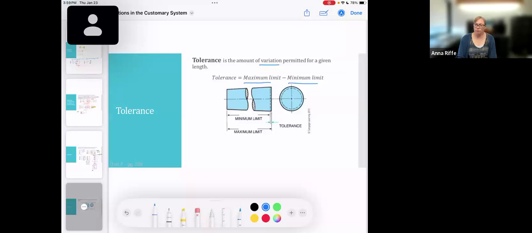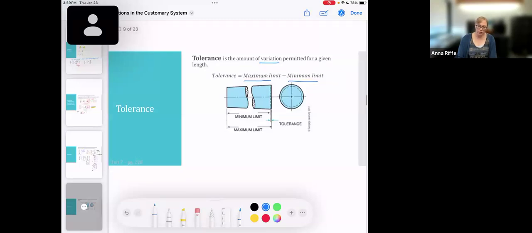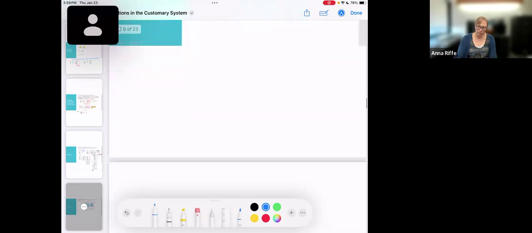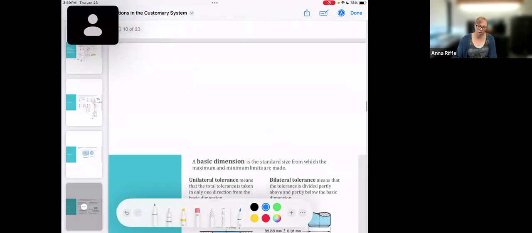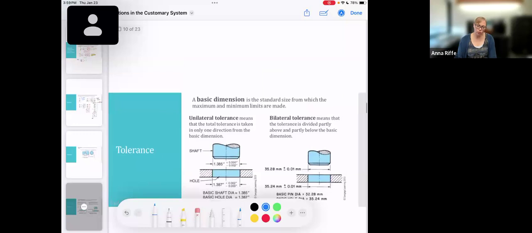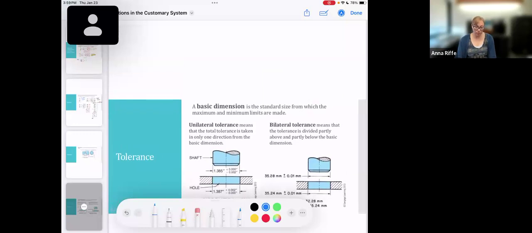If we're talking technical terms here, there are 2 types of tolerance that we're going to discuss. Both, first of all, have what's called a basic dimension. And that's the standard size from which the maximum and minimum limits are made. So it's how big a piece is supposed to be.